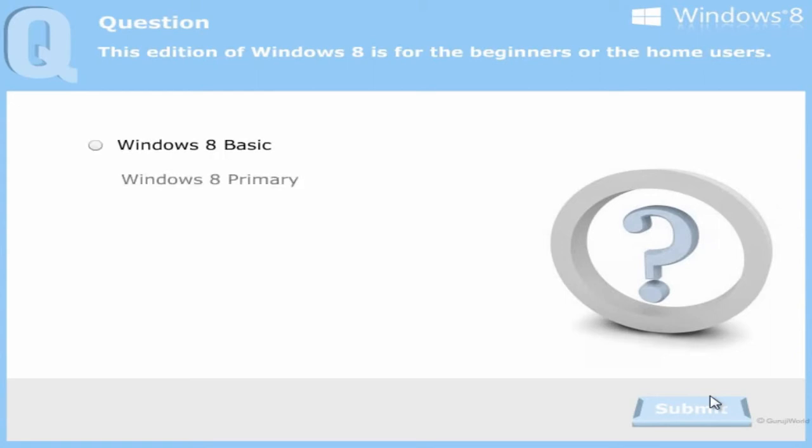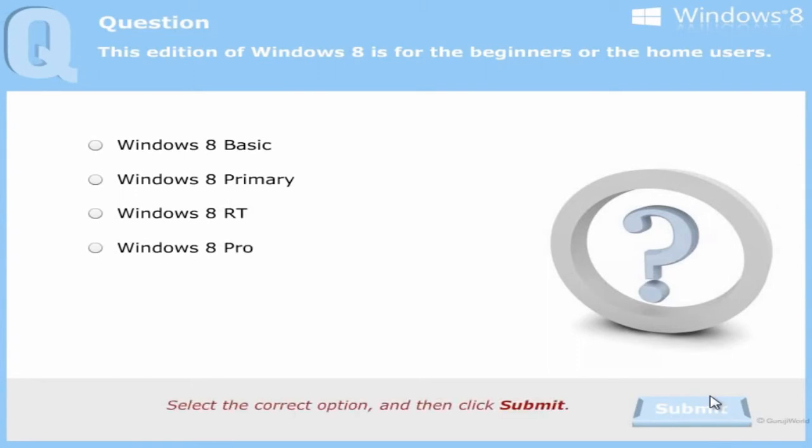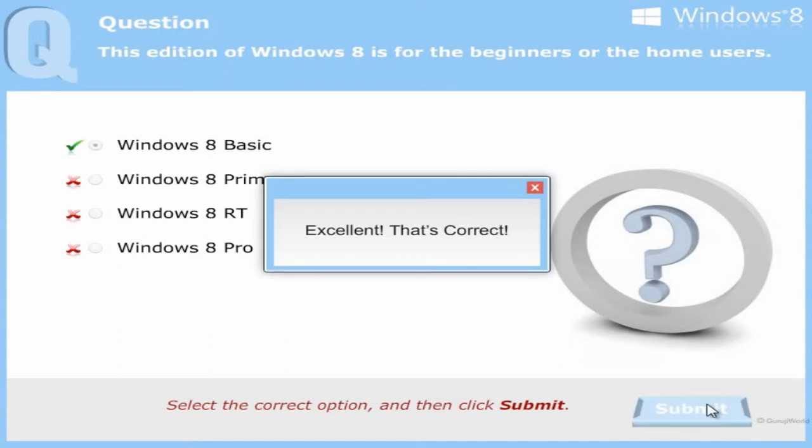Question: This edition of Windows 8 is for beginners or home users? Windows 8 Basic, Windows 8 Primary, Windows 8 RT, Windows 8 Pro. Select the correct option and then click Submit. Excellent, that's correct.